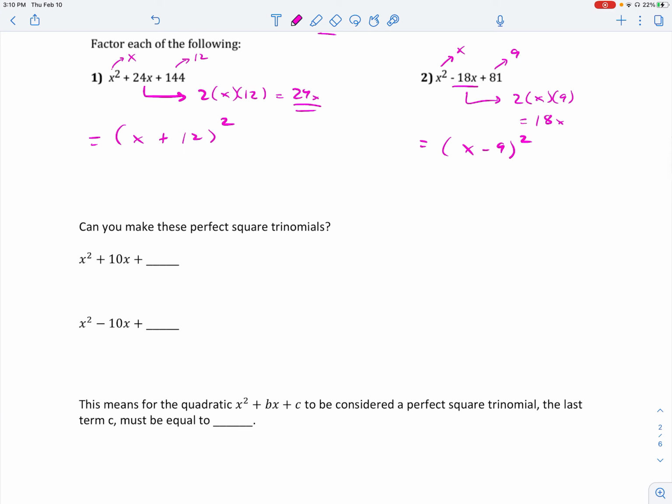All right, can you make these perfect square trinomials? Okay, what would we have to have here for those? Okay, pause the video if you want and try to figure those out.